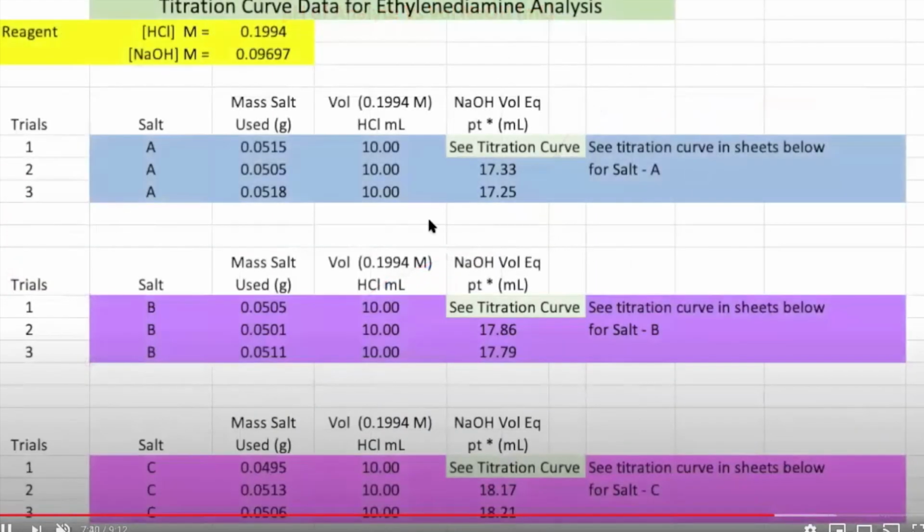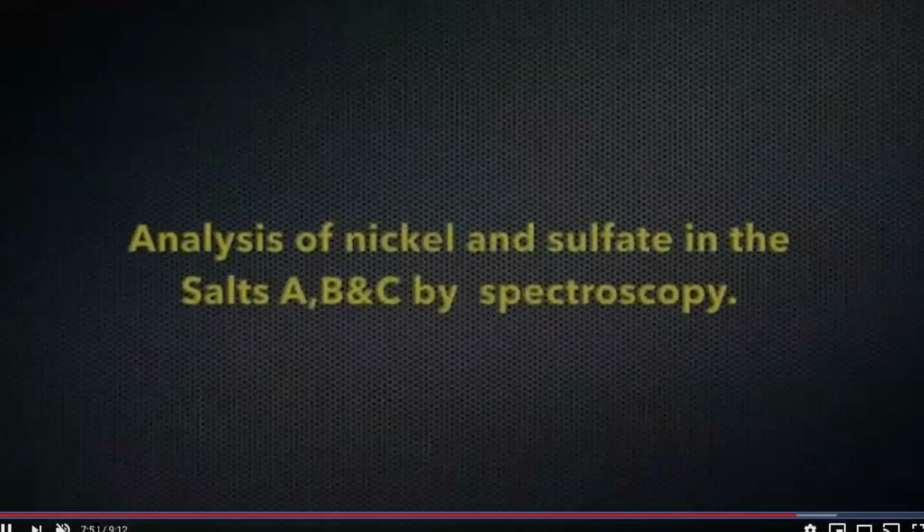This is the data. So this is for salt A. This is the amount that I weighed out for that analysis. This is the volume of hydrochloric acid I added. You know the concentration of hydrochloric acid is, let me go back, 0.1994. This is the amount of sodium hydroxide that I added to reach the endpoint.